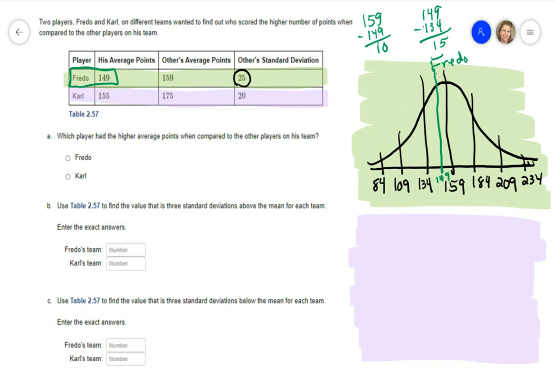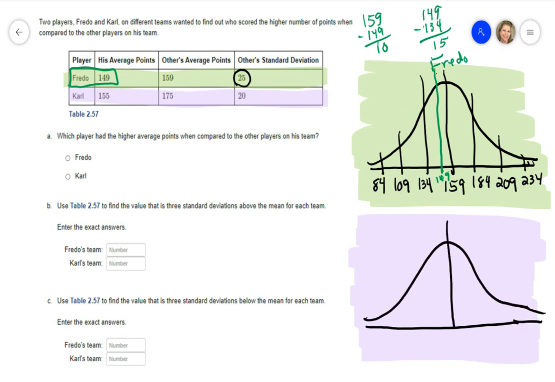Alright, so now I'm going to go to the other team, Carl's team. Here's his bell-shaped curve. And that team's mean is 175, but they have a standard deviation of 20. So 1, 2, 3 above the mean, 1, 2, 3 below the mean. I'm going to increase by 20.